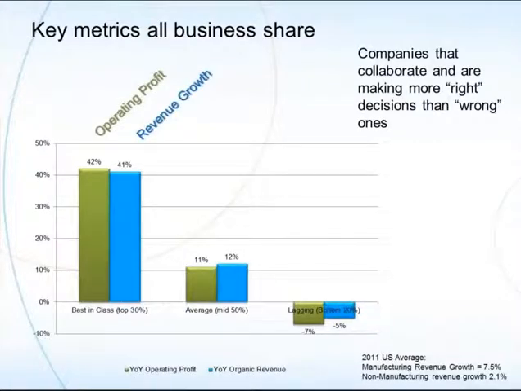Here are some key metrics, and again, this is about ROI, so here are some key metrics that all businesses share. This takes a look, again, this is from the Aberdeen Hart-Hanks study, at profitability and revenue growth of the top companies who use BI versus average companies. Last year, 2011, manufacturing revenue grew 7.5%. Non-manufacturing revenue grew 2.1%. So these numbers are very optimistic.